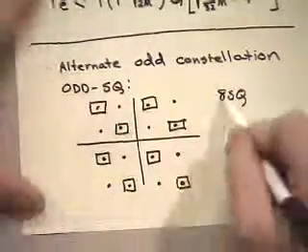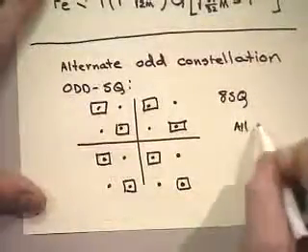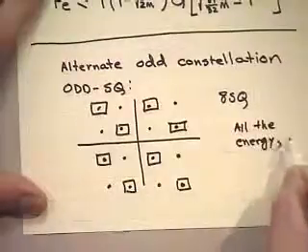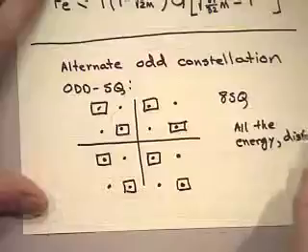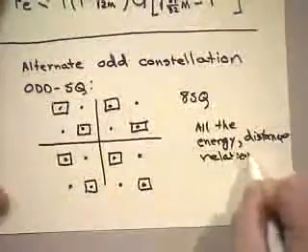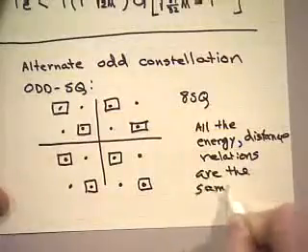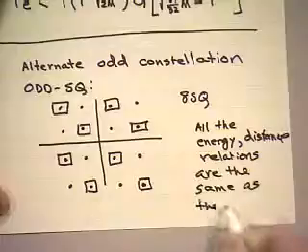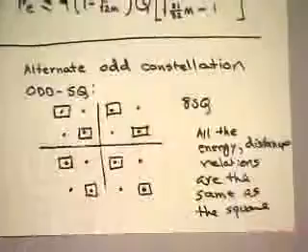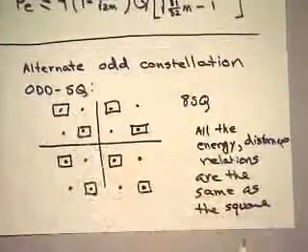And what you'll find in the homework problem is that all the energy, distance relations are the same as the square. Basically, you use twice as much energy, but you get twice as much distance between the points. You can see that the distance here is increased by square root of 2.